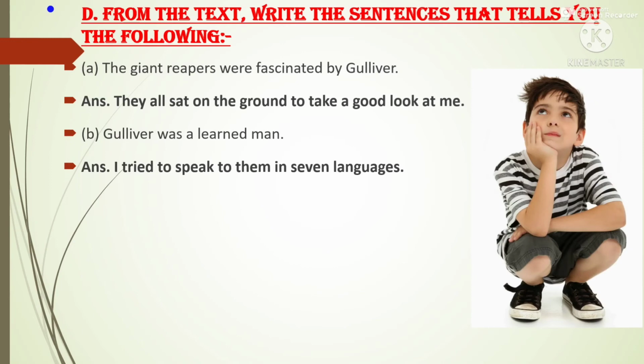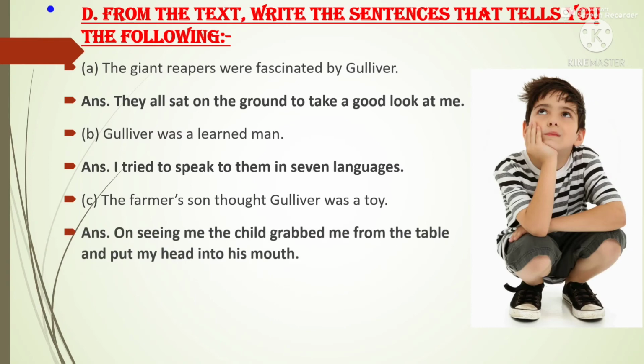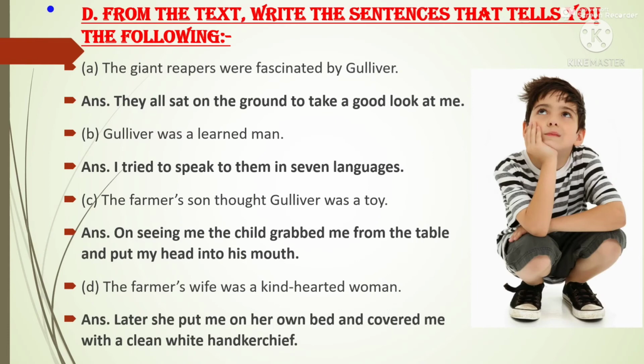I tried to speak to them in several languages. From this line we can know that Gulliver was a learned man. He had the mastery of different languages, right? The farmer's son thought Gulliver was a toy. Yes. On seeing me, the child grabbed me from the table and put my head into his mouth. This line means that the farmer's son thought Gulliver was a toy. The farmer's wife was kind-hearted. Yes, later she put me on her own bed and covered me with a clean white handkerchief. This line tells us that the farmer's wife was very kind-hearted.